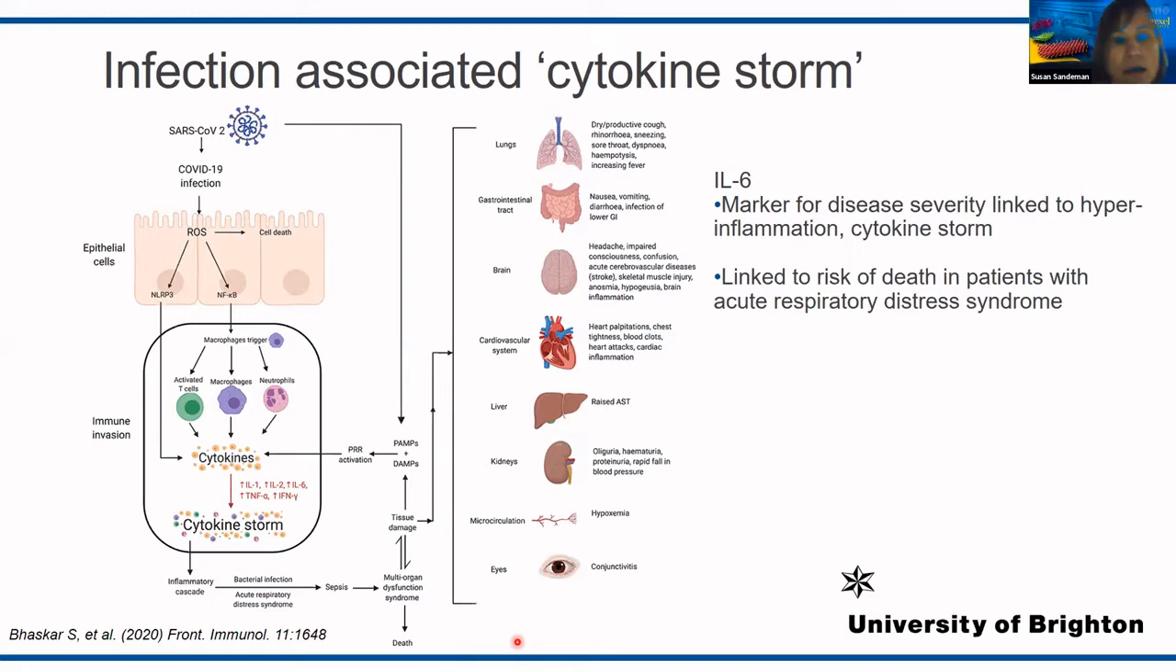In particular, IL-6 has been flagged as a key cytokine, a marker for disease severity linked to hyperinflammation and cytokine storm, and is used as a risk factor of death for patients who then go into acute respiratory distress syndrome. So that gives you the background of infection-associated cytokine storm.